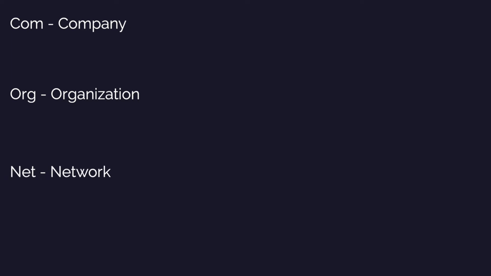.edu is used for institutions of higher education like colleges and universities, but has been restricted to only those institutions since 2001. .gov is used for any US federal, state, or local government agency or institution, and is also locked down for only those institutions.